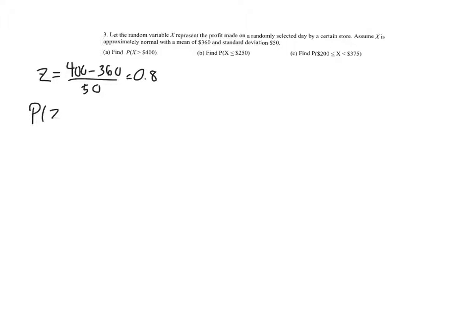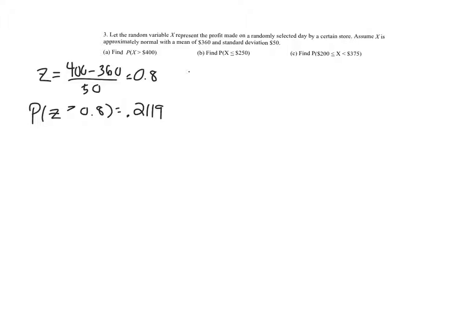My probability statement would be the probability that z is greater than 0.8. And then if we look it up and do our 1 minus, since this is a greater than problem, we would end up with 0.2119.